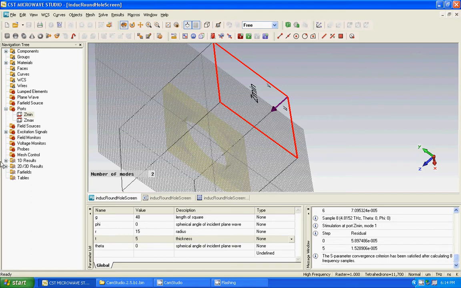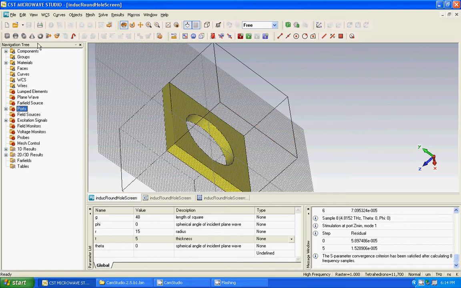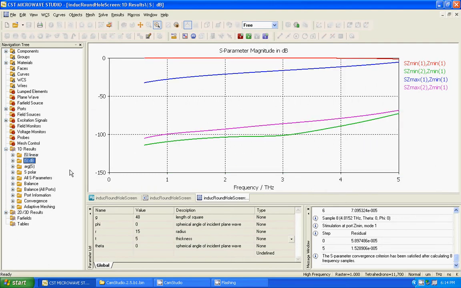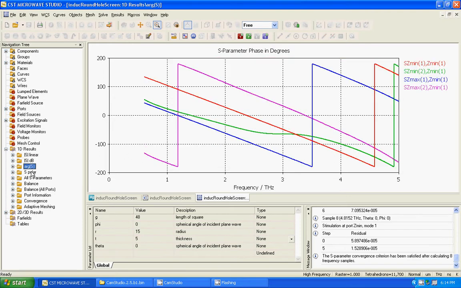So anyway, to get those parameters, you need to go to the navigation tree on the left side. Then you need to go down to 1D results, click the little plus sign right there. Now you're going to see linear. This S is the scattering. So the two bars mean magnitude. So this is the magnitude of the scattering parameters. This is the magnitude of the scattering parameter in dB. This ARG is the angle of the scattering parameter, and this S polar is the scattering parameter in polar form.